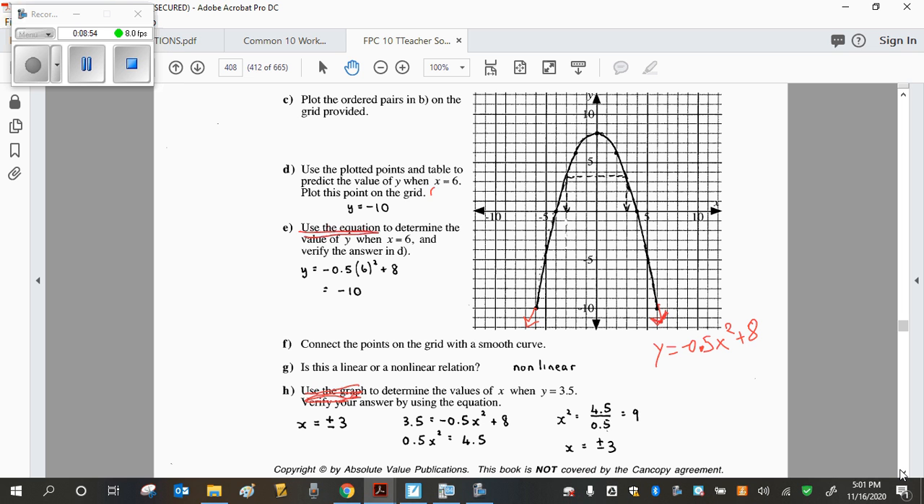So if x equals 6, there's x equals 6, 6 to the right. Where does it hit the y? Use a plot of points and table to predict the value of y when x equals 6. This is x equals 6, and that's where we get negative 10. So right there, go down to hit the graph, and there's the point 6, negative 10. The equation verifies that. This is nonlinear, also known as quadratic.